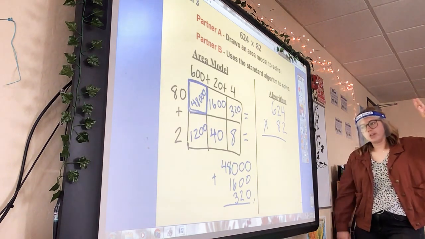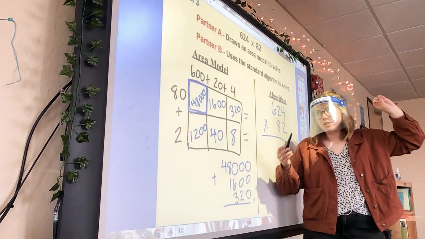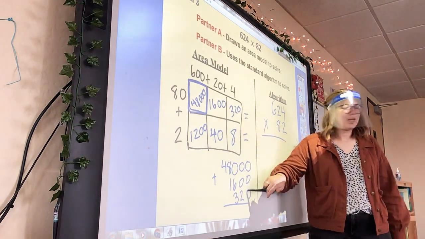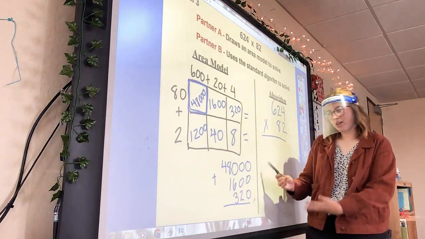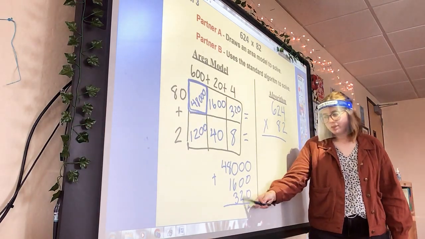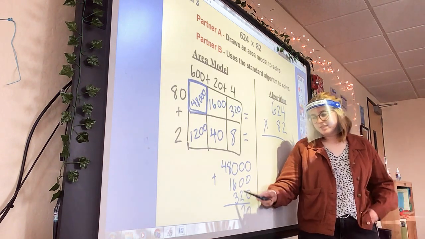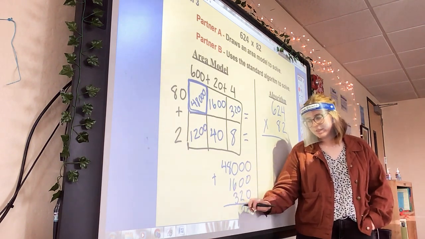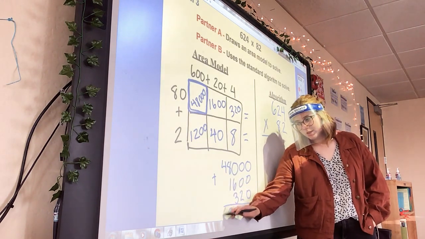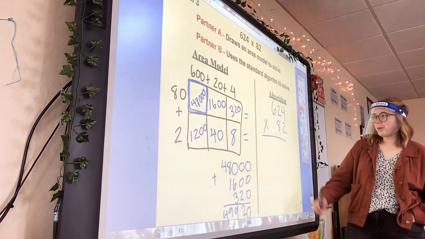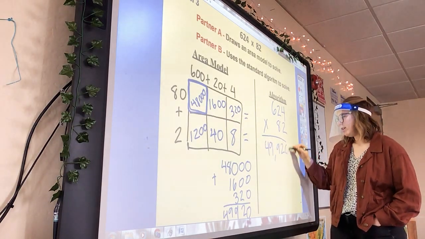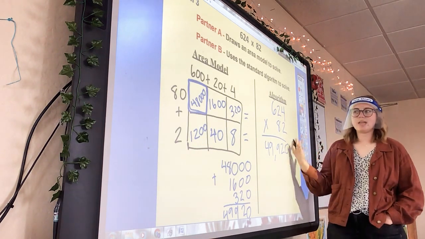Here we go. 5, 4, 3, 2, 1, 0. Personally, I think I would make an error if I tried to do this in my head, so I'm just going to add it using the standard algorithm for addition. So 0, 0, 0, 0. This is 2. 6 plus 3 is 9. 8 plus 1 is 9. And 4 plus 0 is 4. Okay, so there's my first partial product, 49,920. So it should match up with the standard algorithm.